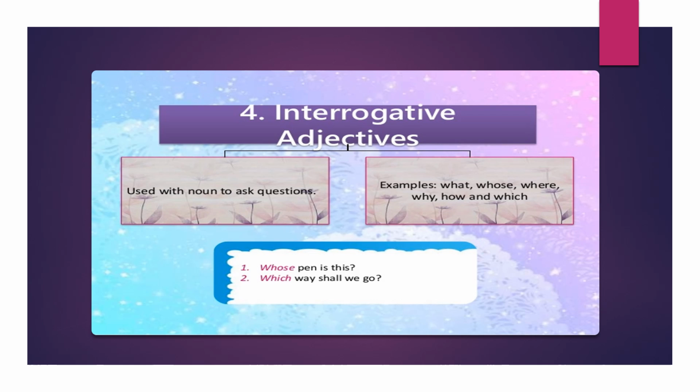Which way shall we go? So whenever you have these WH words that are used as interrogative adjectives, question-asking words, these will always be placed just before the noun. Whose pen is this? Which way shall we go?